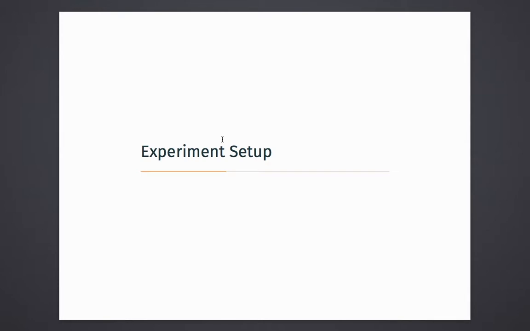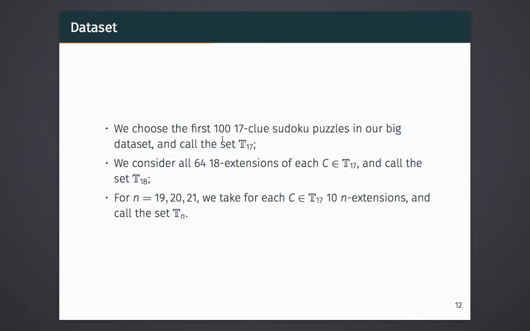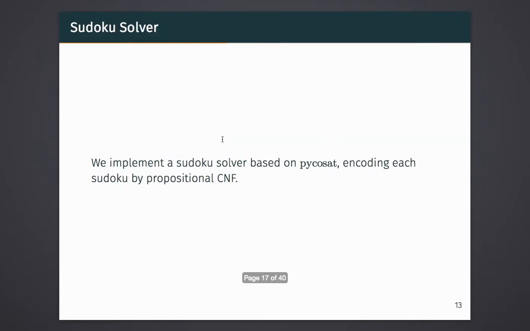So we can now set up our experiment. For the dataset, we choose the first 170 17-clue Sudoku puzzles in our big dataset as shown in the previous slide, and call the set T17. And for the 18-clue Sudoku, we consider all the 64 18-clue extensions of each C in T17. For n is 19, 20, and 21, we take for each Sudoku in T17 10 extensions of it. We also implemented a Sudoku solver based on SAT solving, and we encoded each Sudoku by the propositional conjunctive normal form.